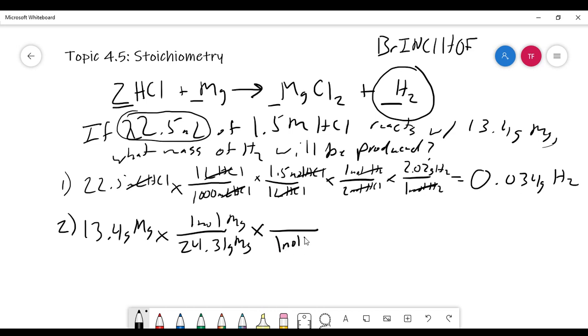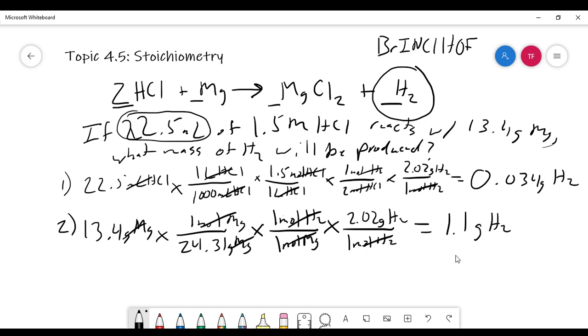So that is going to be our next conversion. Moles of magnesium, moles of what we have, to moles of what we want, hydrogen. Moles cancel, grams cancel, and we now have moles of hydrogen. But the problem is asking for grams of hydrogen, so we're going to do one more step and convert from moles of hydrogen to grams using the periodic table. The molar mass of hydrogen is 2.02 grams per mole. So 2.02 grams for every 1 mole of hydrogen. That's our conversion factor. So now we multiply everything in the top, divide by everything in the bottom, and we get 1.1 grams of H2.